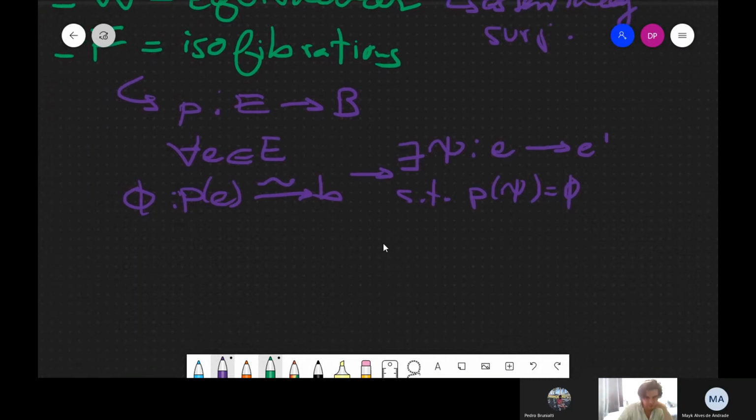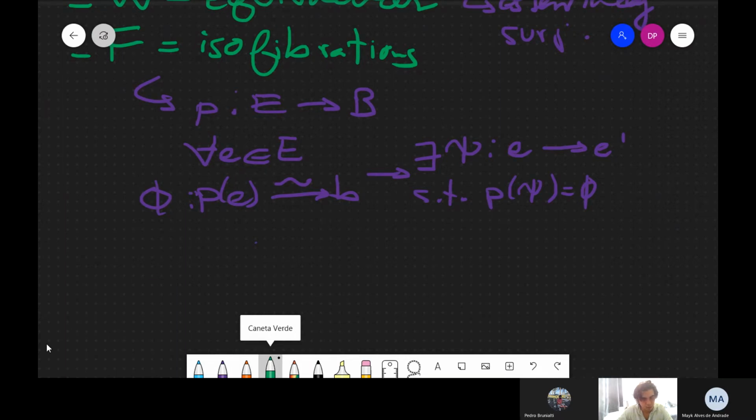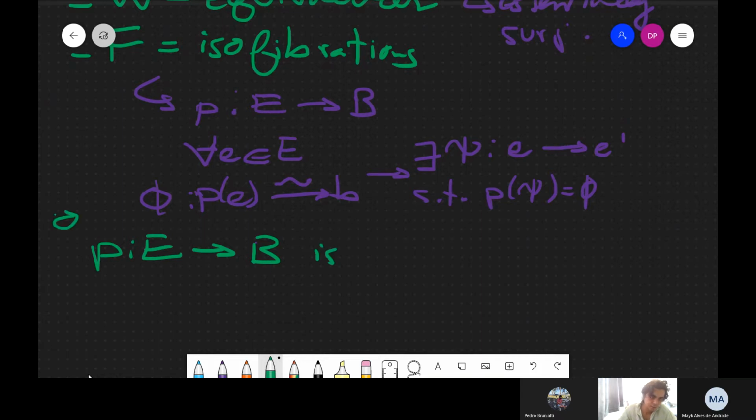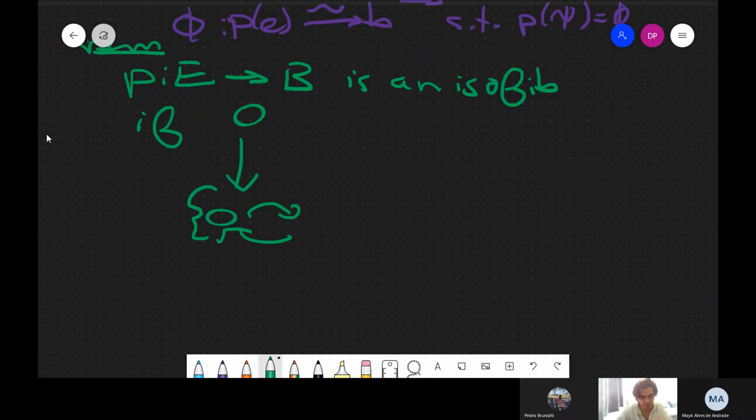And it's not hard to see that isofibrations are actually characterized by a lifting property. If you write this diagram here, so the characterization is, a remark: P is an isofibration if every square of this shape here, here's the category with only one object, here's the category that is the walking isomorphism, so it's the category with two objects and an isomorphism between them.